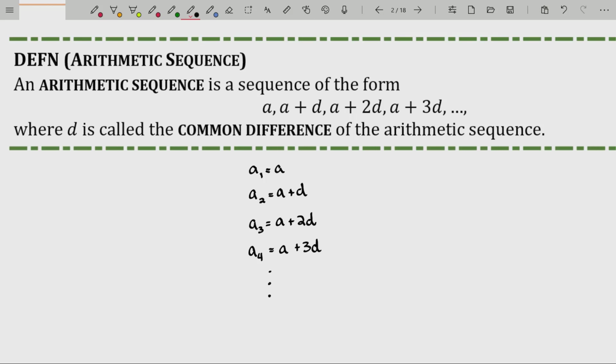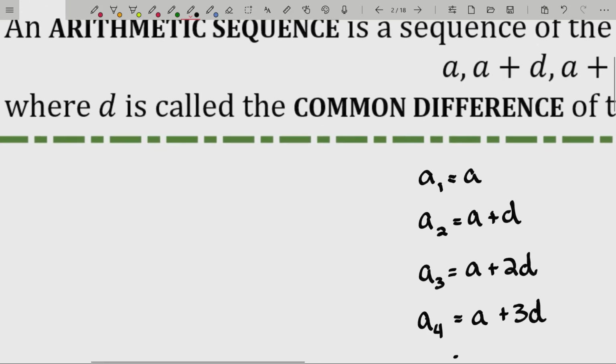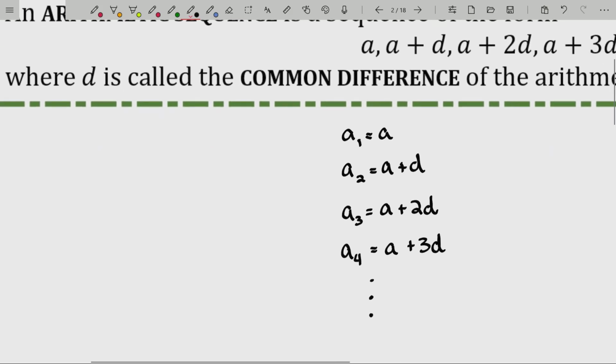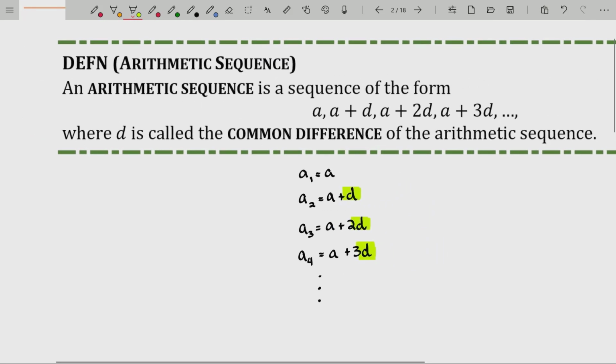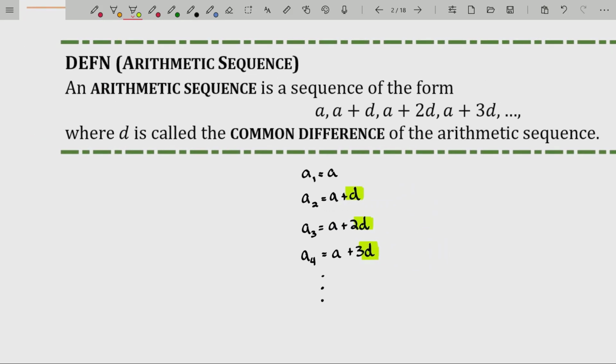But let's go ahead and define every little piece here. D, which is in almost all these terms here, is called the common difference of the arithmetic sequence. It's basically what you step by every single time you increase to the next term.